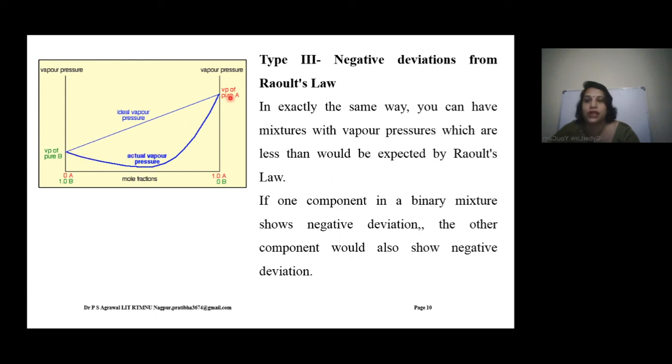It is not possible that one is showing negative and another is showing positive. Such a type of system is not possible. If one is showing positive, the other will show positive. If one is showing negative, the other will show negative. These are the cases where the molecules break away from the mixture less easily than from the pure liquid. New stronger forces must exist in the mixture than in the original liquid.